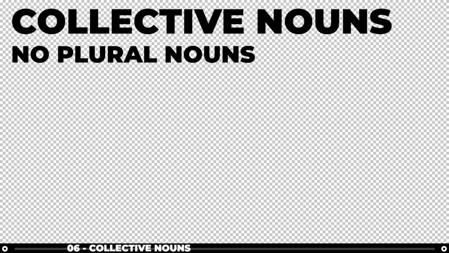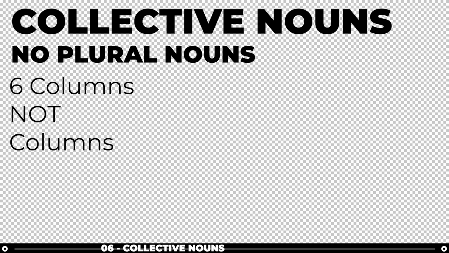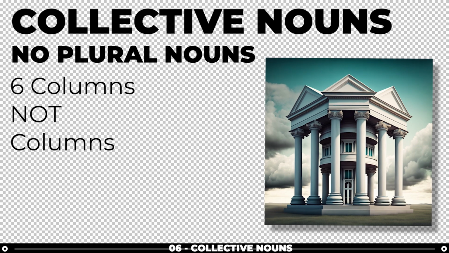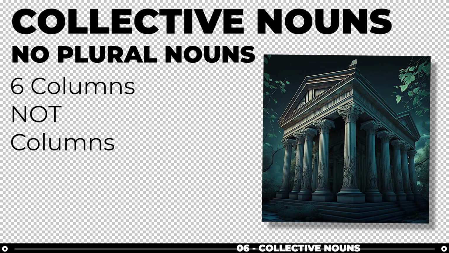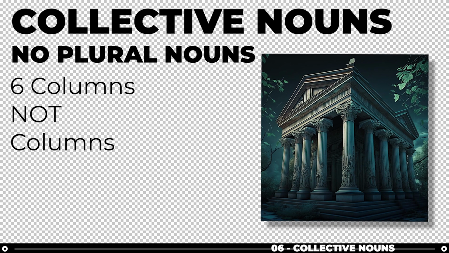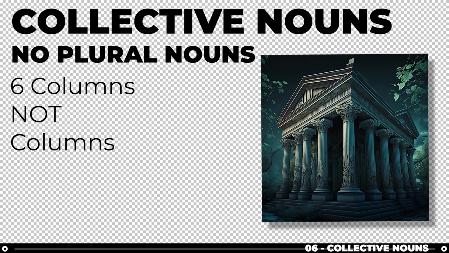Collective nouns. Try not to use plural words and instead use collective nouns. If you want 6 columns, say 6 columns, not just columns, plural. Midjourney has an easier time interpreting the scale and the look you are going for if you have a definitive number of elements.